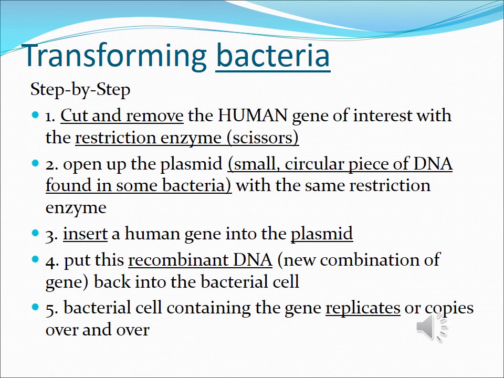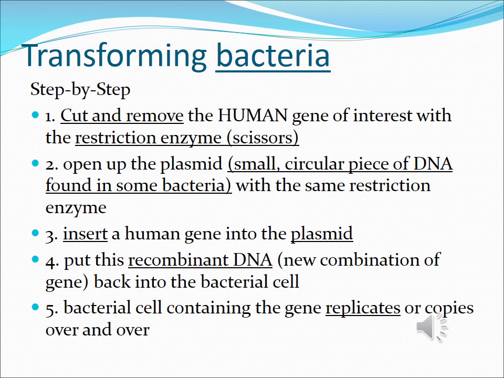Okay, so step by step, you cut and remove the human gene of interest with a restriction enzyme. So they're basically little scissors, like I was talking about. Open up the plasmid, the small circular piece of DNA found in some bacteria, with the same restriction enzymes, but it only has to cut once. If it cuts more than once, you tear apart the plasmid and it doesn't work.